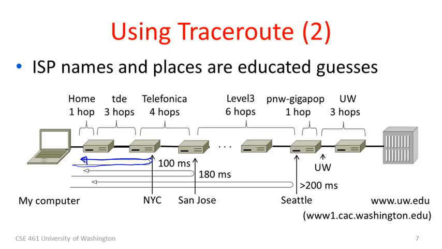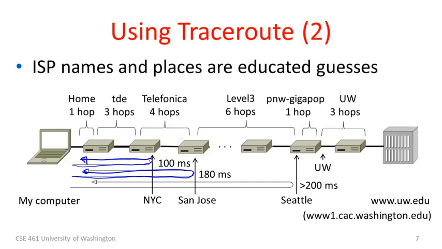Then we had 4 hops through some network whose name looked like a Telefonica network. That took us further away. We're now 180 milliseconds. From the names, it looked like we entered the Telefonica access, or somewhere inside that network. We passed through New York City and we went to San Jose. At San Jose, we then transferred to a different network, the level 3 network, went for 6 hops through it, and then we arrived in Seattle, went through something called the PNW Gigapop. You wouldn't know what that is for sure.